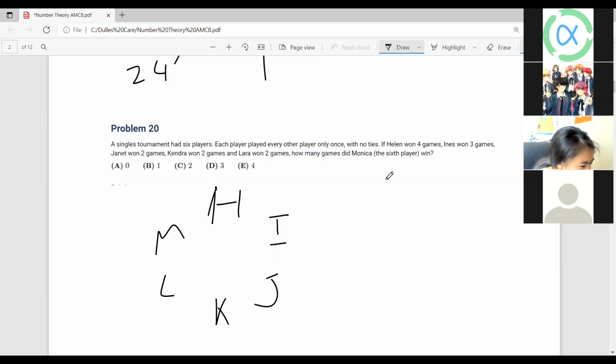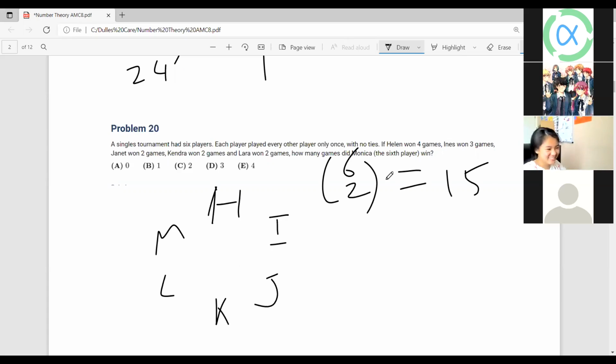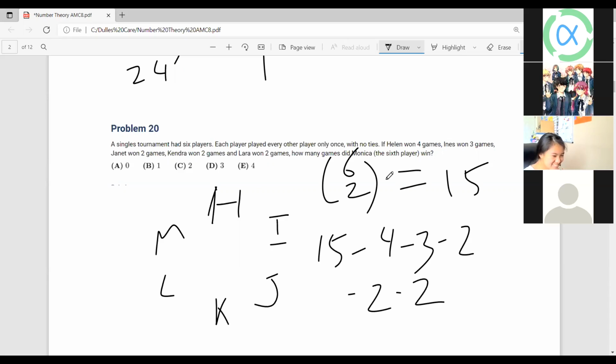We know that since the tournament has 6 players, and each player plays every other player once with no ties, there are a total of 6 choose 2, which is equal to 15 games. All right. So then we know that Helen won 4, Ines won 3, Janet won 2, Kendra won 2, and Laura won 2. So if we do 15 minus 4 minus 3 minus 2 minus 2 minus 2, then we get that Monica won 2 games.